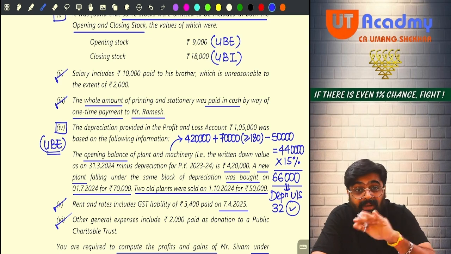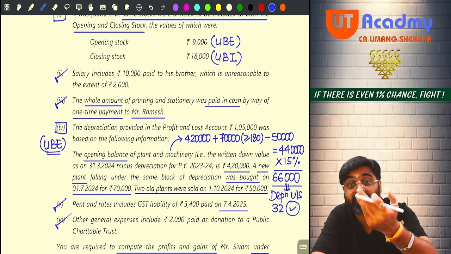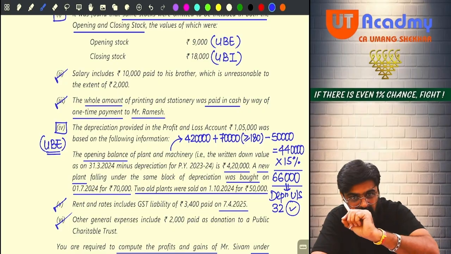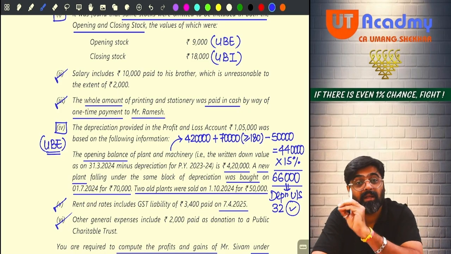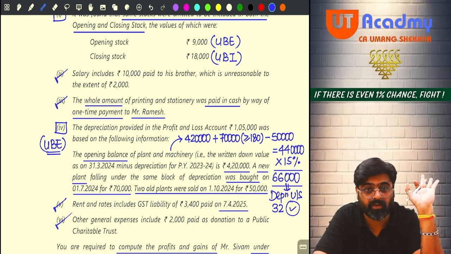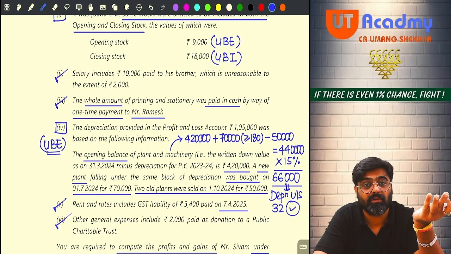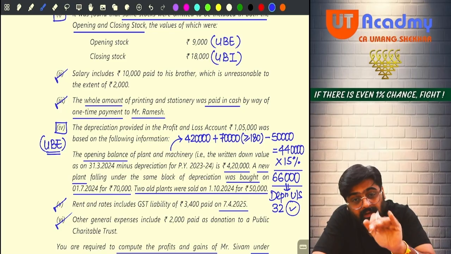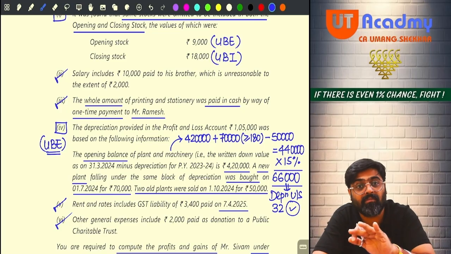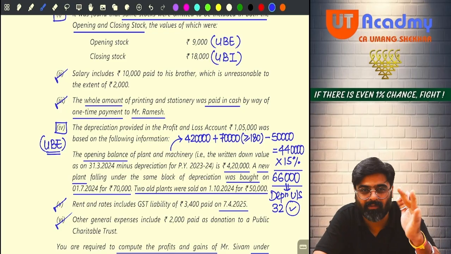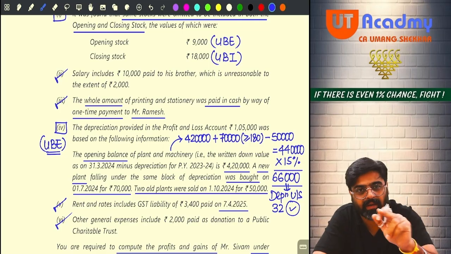Don't write these UB and UBI over there. This is just for the sake of reference. In our solutions, we are writing this: items not credited to P&L but taxable under the head PGBP, or items to be considered as your business income but not credited in P&L. Whatever you are comfortable with, write down.